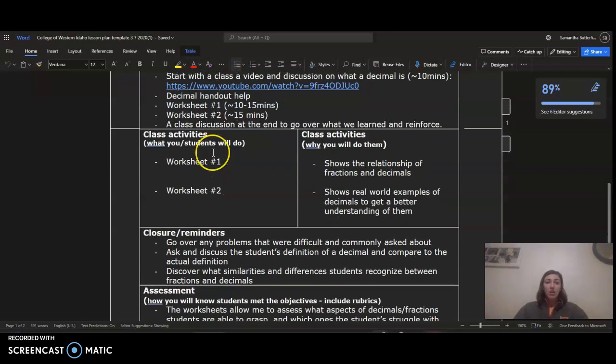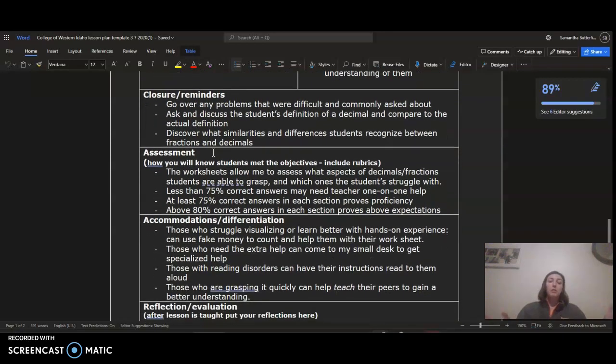And then hopefully they will be able to understand the worksheets I'm using as a form of assessment. I'm really hoping they get at least 75 to 80% correct. That would be proficient or above expectations. Whereas if they tend to get less than 75% correct on any one section, that means they struggled in that section and that maybe they need more help in that section.